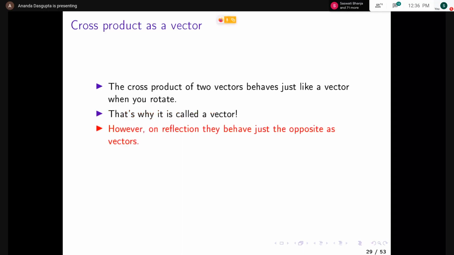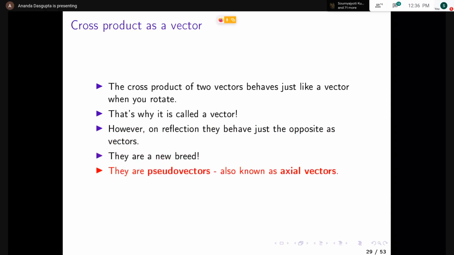However, on reflection, they behave just the opposite as vectors. Whatever a vector does, a cross product of two vectors does exactly the opposite thing. So they are a new kind of thing, not really a vector. They are called pseudovectors, as many of you know, also known as axial vectors. The term vector in the name simply is a remnant of the fact that they are vectors as far as rotations are concerned. But they are really not vectors when you talk about rotations and reflections. In particular, under reflections, they behave differently.